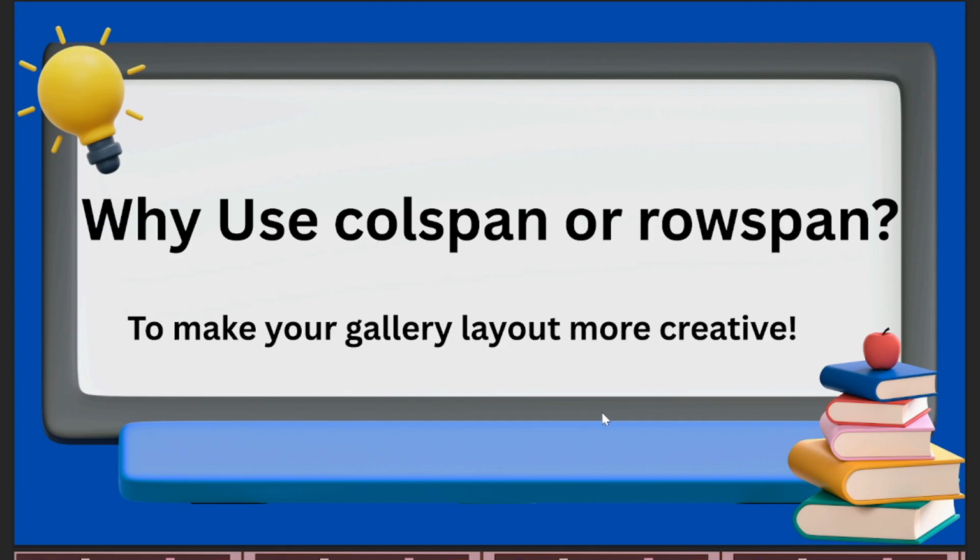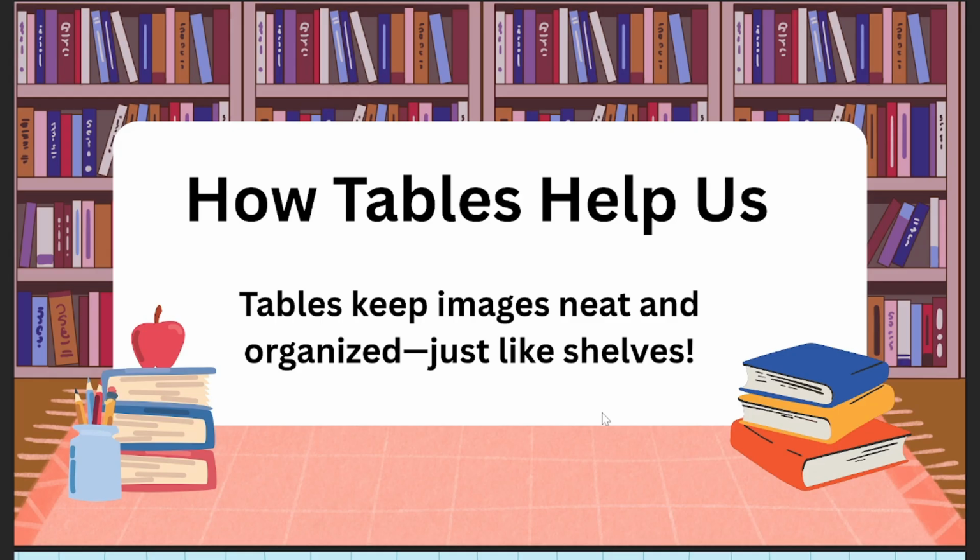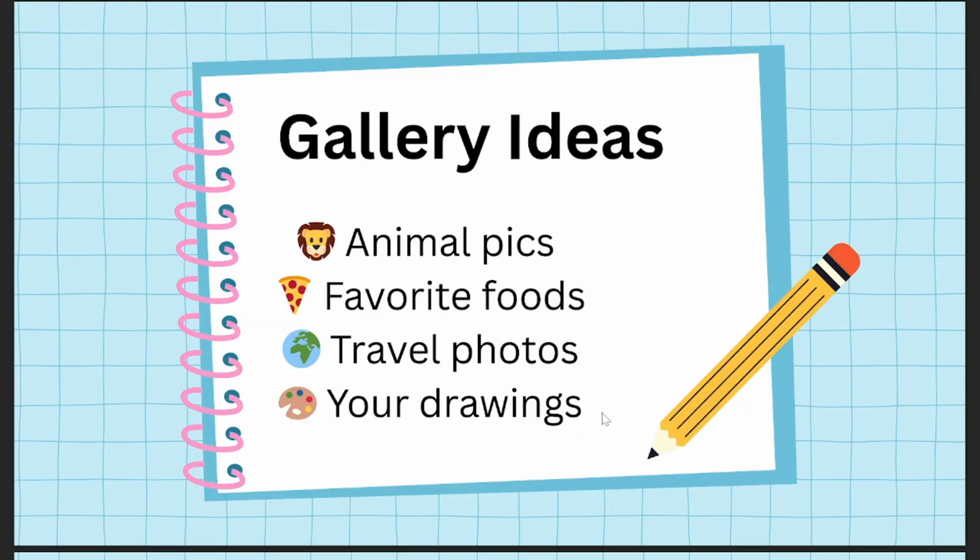Now you can see that it's looking different from the rest of the data. So why do we use colspan or row span? We use it to make our gallery layouts more creative. And how tables help us is, tables keep images neat and organized, just like shelves. Now these are gallery ideas you can actually try out. The first one on my list is animal pics. The second one is your favorite foods. You can decide to get images of your favorite food and create a table with it. Another one is travel photos. You can also create a table using your drawings.